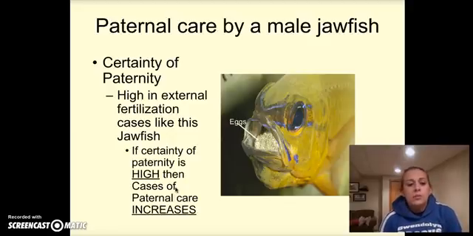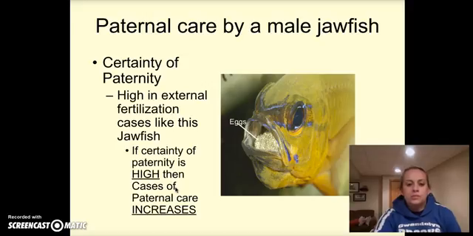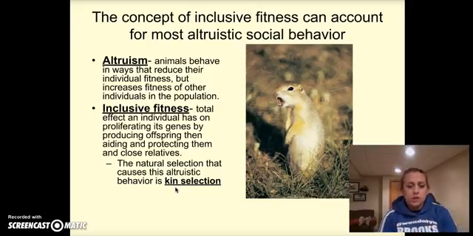But if you have really high certainty of paternity, as in this case, and anytime you have external fertilization, as with the jawfish, then if males can be certain of their paternity, they often tend to increase the amount of paternal care. That makes sense, since they would only put forth that much time and energy if they are certain they are helping to care for offspring that carry their genes. Okay, so now we're going to look at inclusive fitness and altruism.